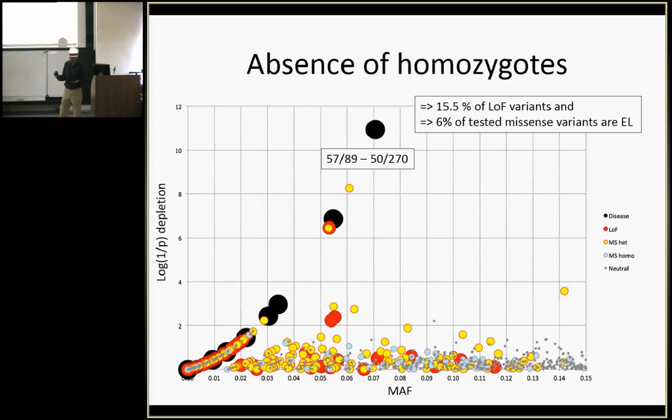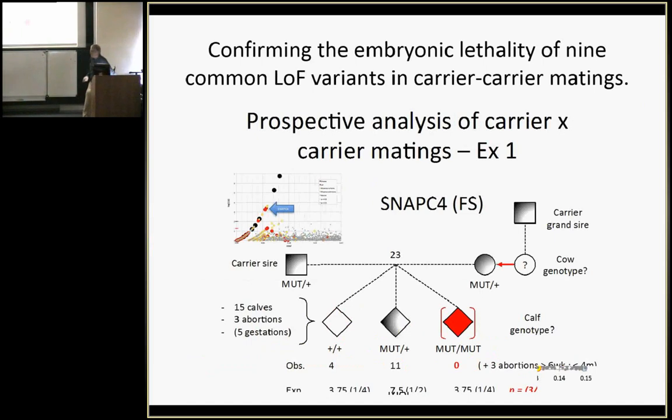Now, which ones are the embryonic lethals, and how can we prove that? So what we did was we took the most interesting ones, the ones that were at the top here. We start at the top and we go down the line here, and we do a prospective analysis.